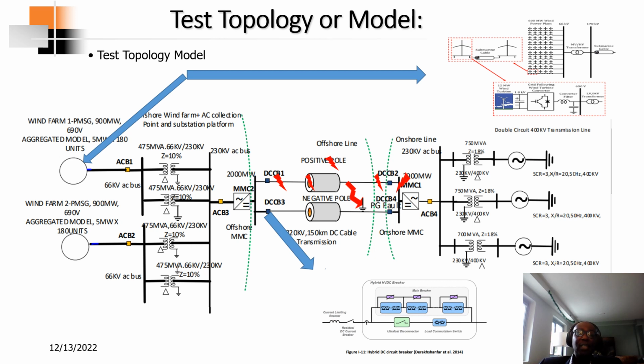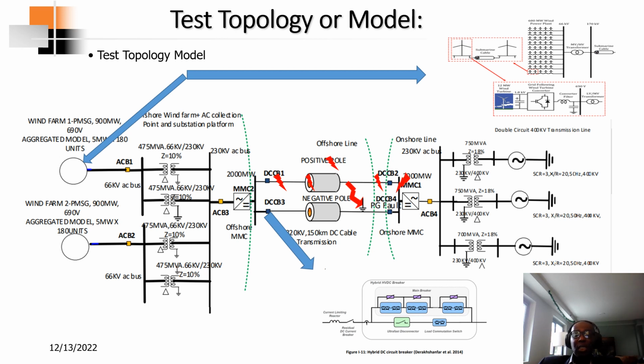I'm applying faults right at the terminal of the converter, which is the onshore converter, and that is going to be 0 kilometers from these converters. Then I'm applying a fault at 20%, that is going to be 30 kilometers from this converter. Then a fault at 50%, so that is going to be 75 kilometers from this converter. Then a fault at 112 kilometers. Then right at the terminal of this offshore converter, that is 150 kilometers from this one.